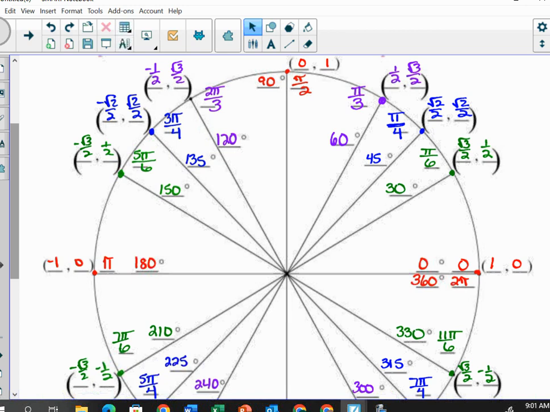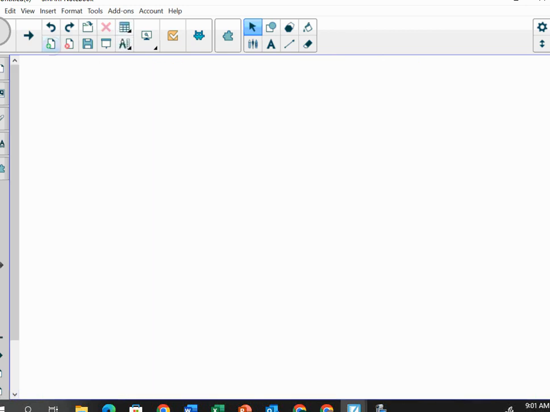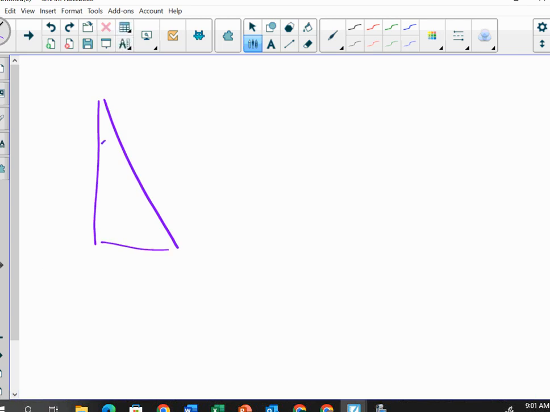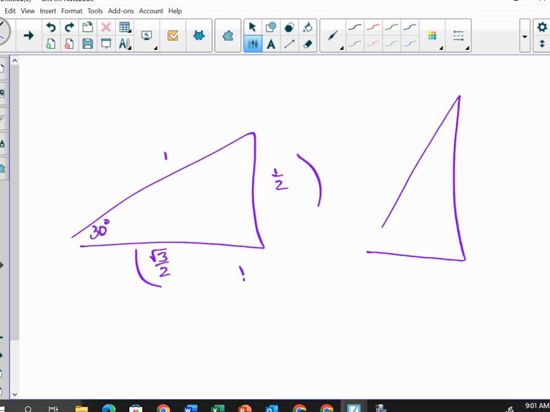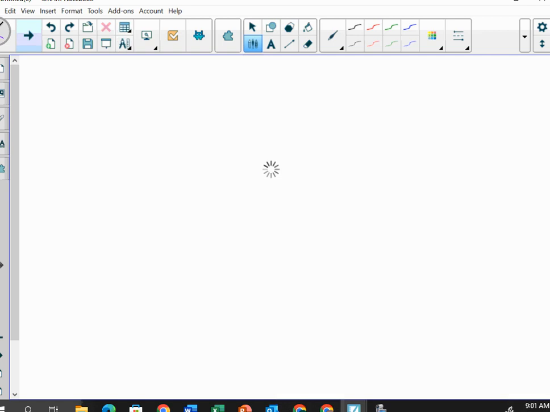And then the ordered pair part, just draw the little special right triangle, making the hypotenuse 1. I shouldn't draw it that direction, I should draw it the other way for you. Hypotenuse of 1, short side going to be a half, long side. So this is your ordered pair. Or do the 60. Yeah, okay.